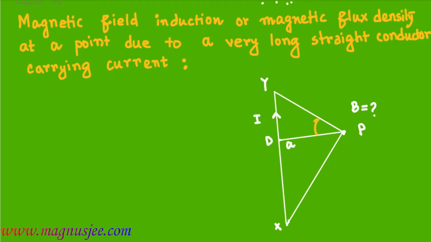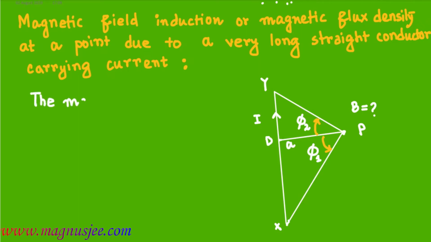The oblique distance YP of the end Y with the perpendicular distance A makes an angle phi 2 in clockwise direction. The oblique distance of the end X from the point P makes an angle phi 1 with respect to the perpendicular distance A in anticlockwise direction.